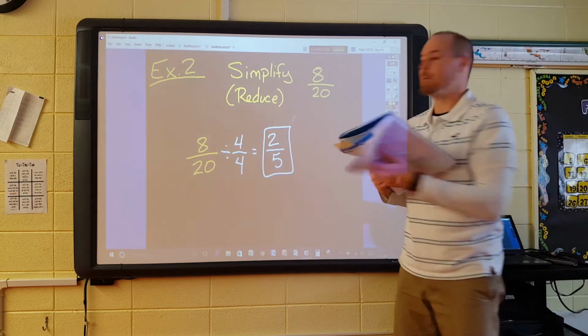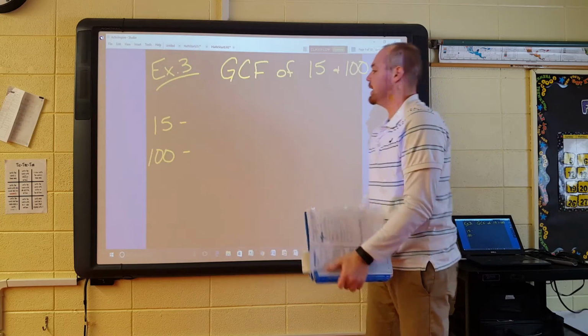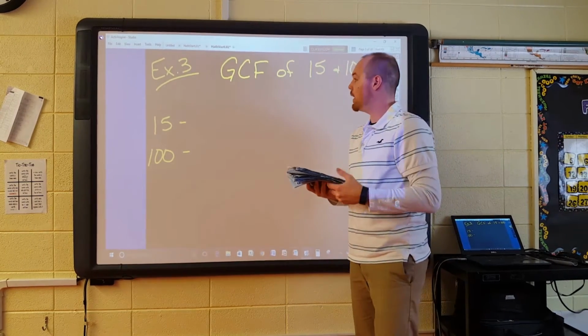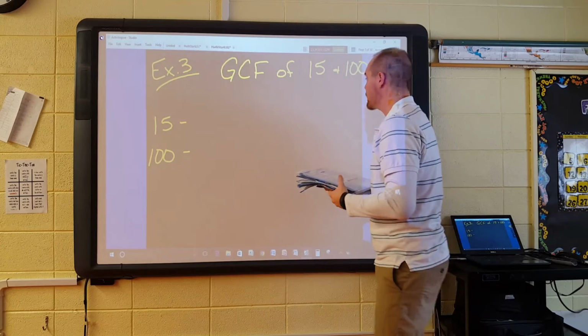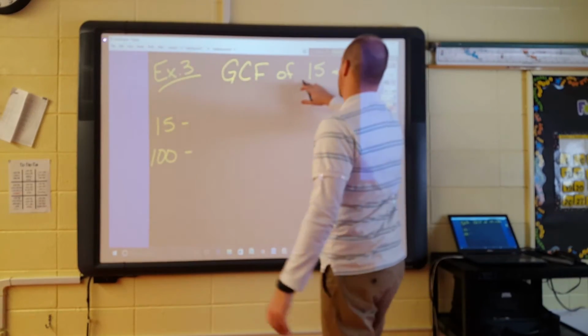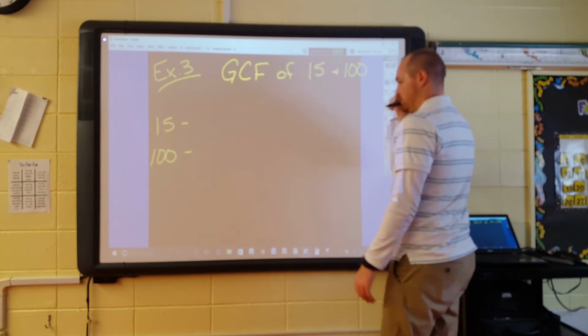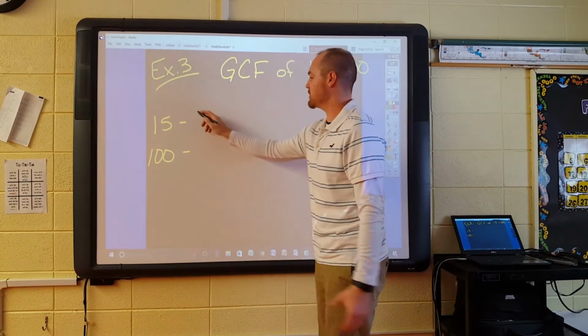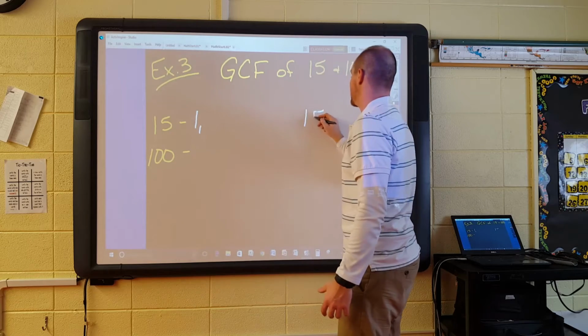There are no other examples in your book, but I listed a few examples from the practice problems that we can go over, just to give us a little more practice. We're first supposed to find the greatest common factor of 15 and 100. So we need to list all the factors of 15 and all of the factors of 100.